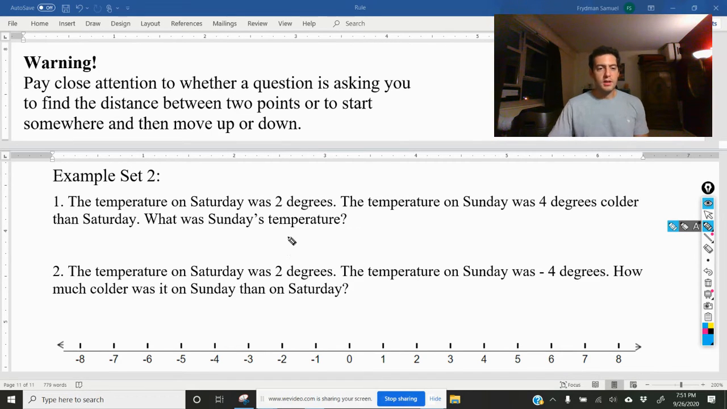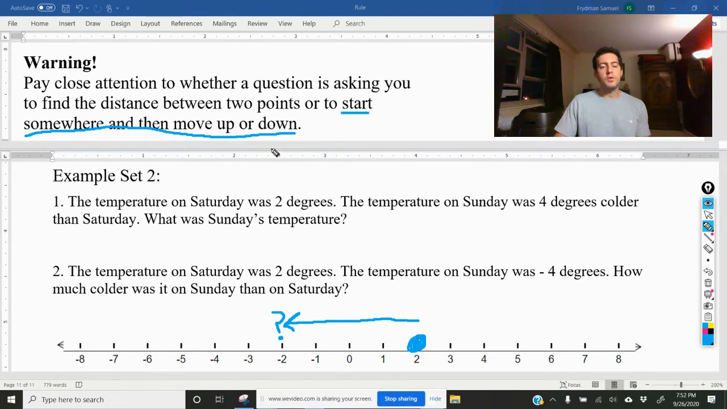So, let's see. The answer is, this question, I'm going to put a dot on 2 degrees, and that'll represent Saturday's temperature, and it's telling me that Sunday's temperature was 4 degrees colder. So that means that I want to start on 2 and then go 4 spaces to the left, 1, 2, 3, 4, and then I'm going to ask myself, where am I now? So this question is one of these types of questions. I'm starting somewhere and then I'm moving up or down. In this case, I'm moving down.